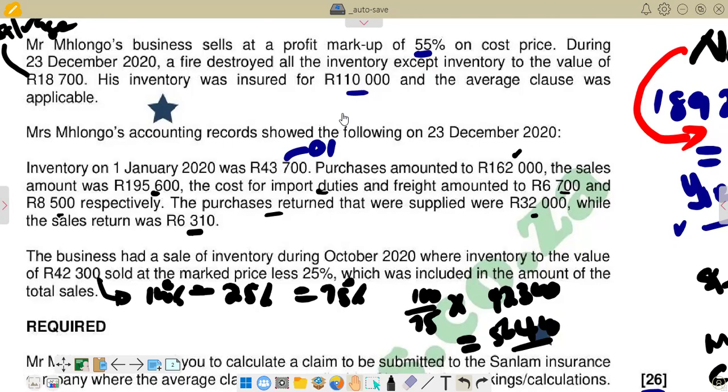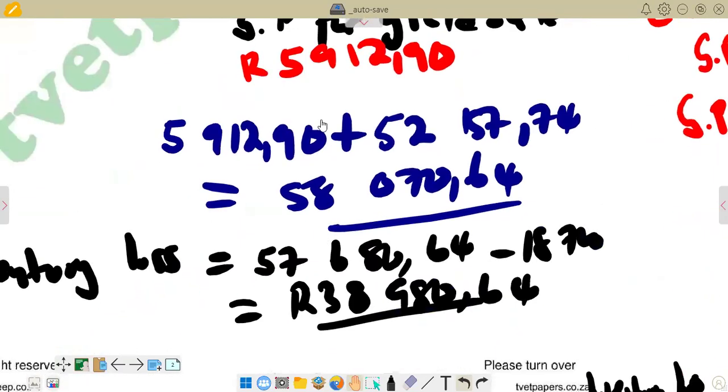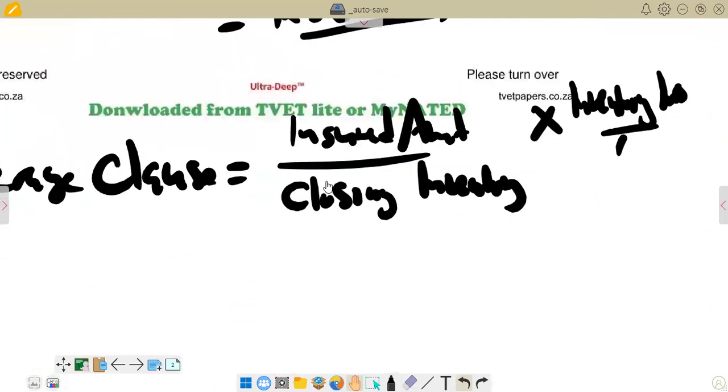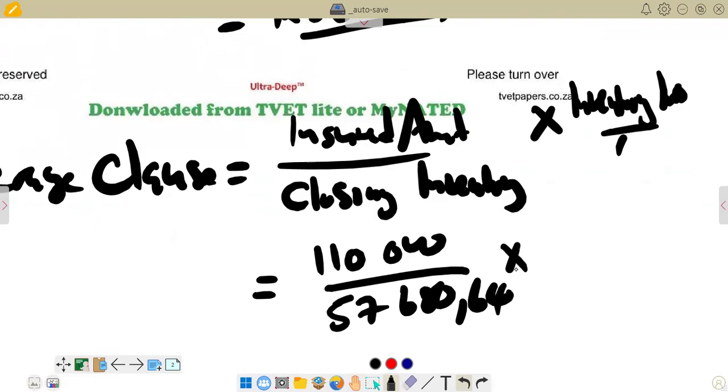Then your closing inventory, we calculated it as 57,680.64 in the trading account. And then we multiply by the inventory loss, which we also calculated down there. So we are just going to substitute those figures. The insured amount is 110,000. Then we divide it by the closing inventory figure that we have in the trading account, which is 57,680.64. And then we multiply by the inventory loss.